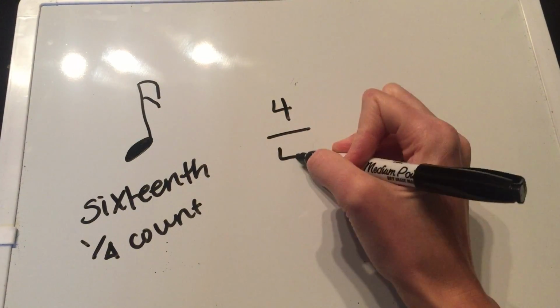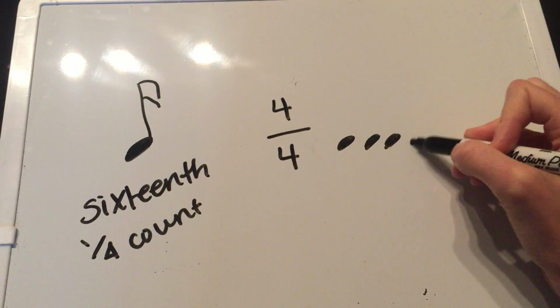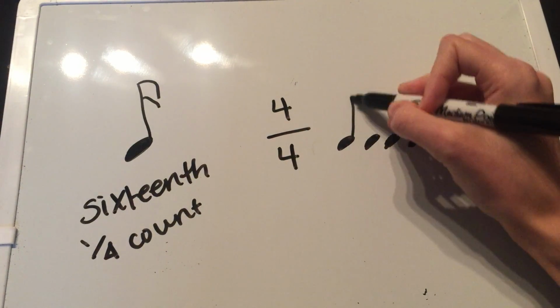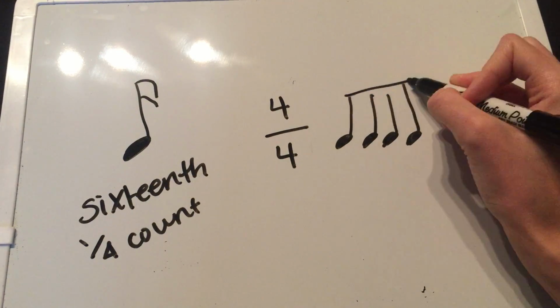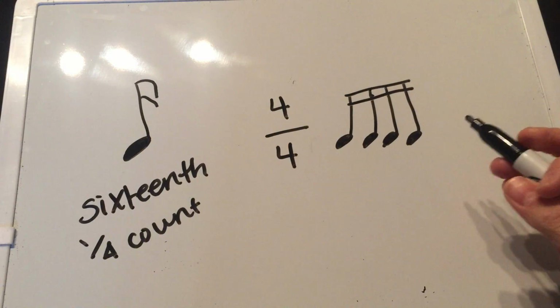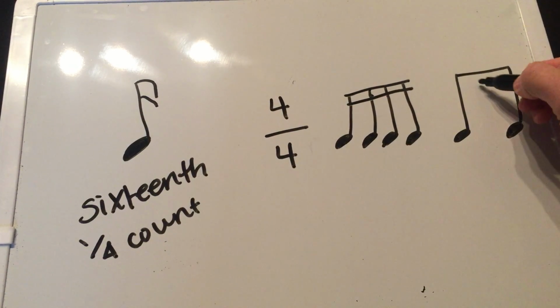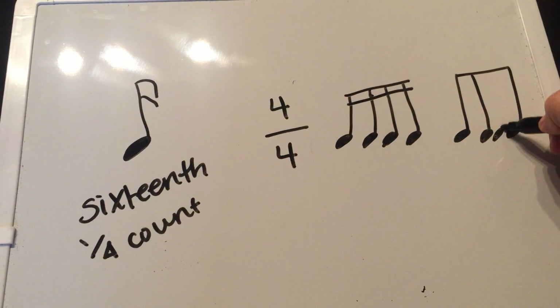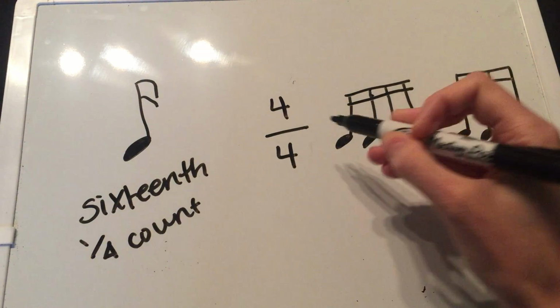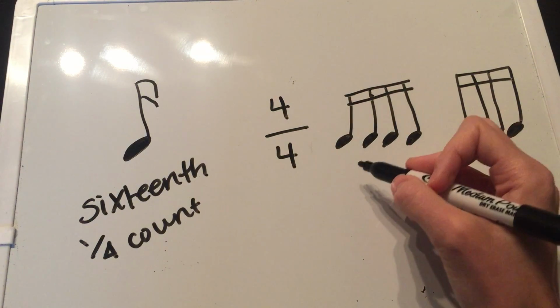So if we had a piece of music and it was in 4/4 time, it would look like this, and it would have two lines up there to distinguish it from 8th notes. And we could actually have 4 sets of these in a measure because of 4/4 time. But I'm just going to write 2 because I'm running out of space.